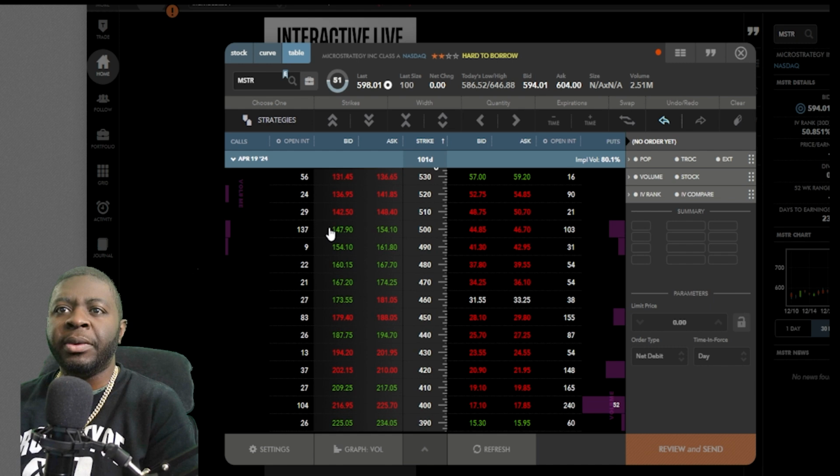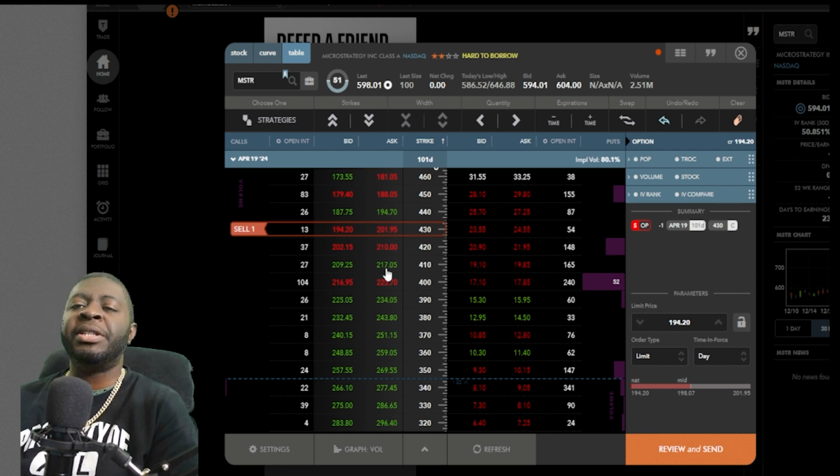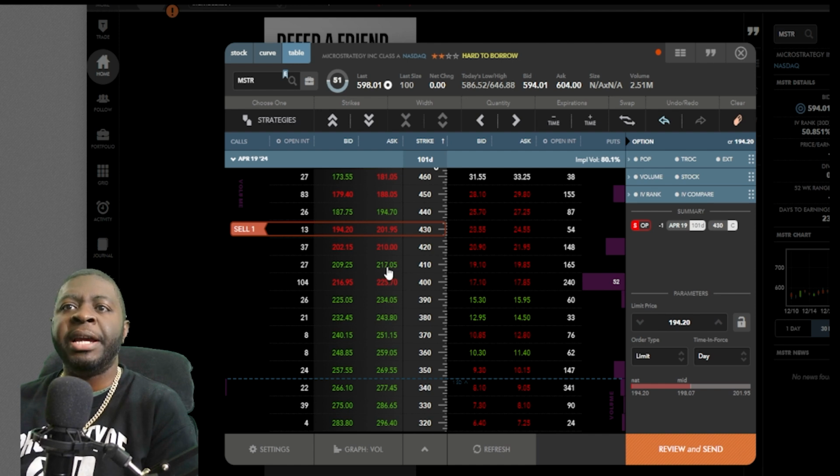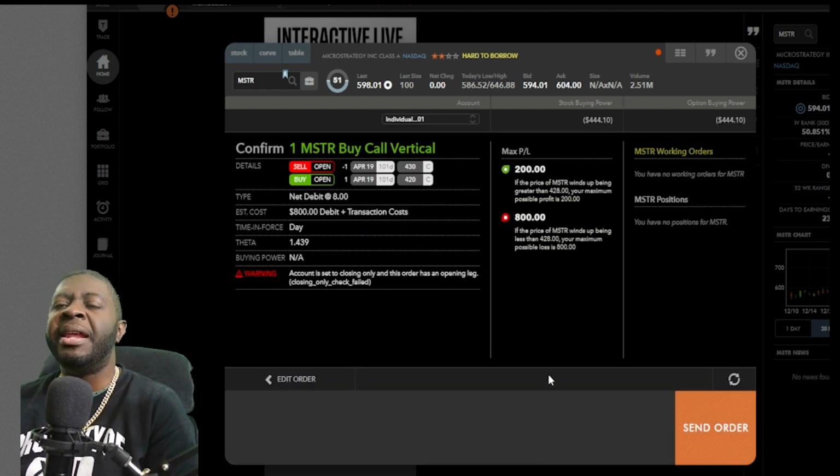So just looking at the chart right now, I can tell you I really like those 430s, right? So we're going to go ahead and, again, these are always going to be bull call spreads. That's the only way I trade because they protect me from downside as well as sideways price movement. So we're going to sell 430 and we're going to buy the 420s, and let's see what they get us.